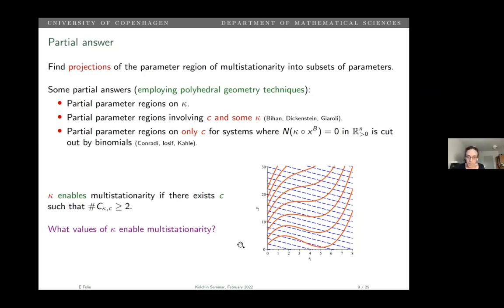And then we ask what parameter values K enable multistationarity. You can see in this drawing that the question about K is: which red curves can be intersected in more than two points by the blue lines? That's the question phrased in a more geometric way.